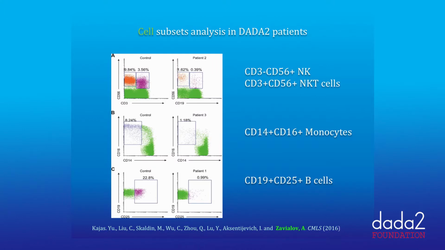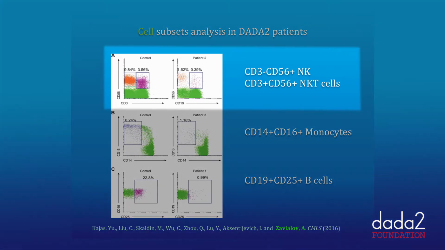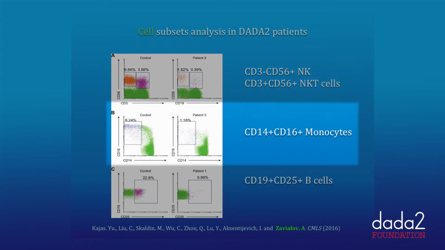So I have analyzed cells from AD2 deficient patients from the NIH, and it was found that in 8 patients out of 9, if you compare NK cells and NKT cells, you can see clearly that AD2 patients don't have NKT and NK cells. Also, it was found that the CD16 positive monocyte subset is missing in AD2 deficient patients.